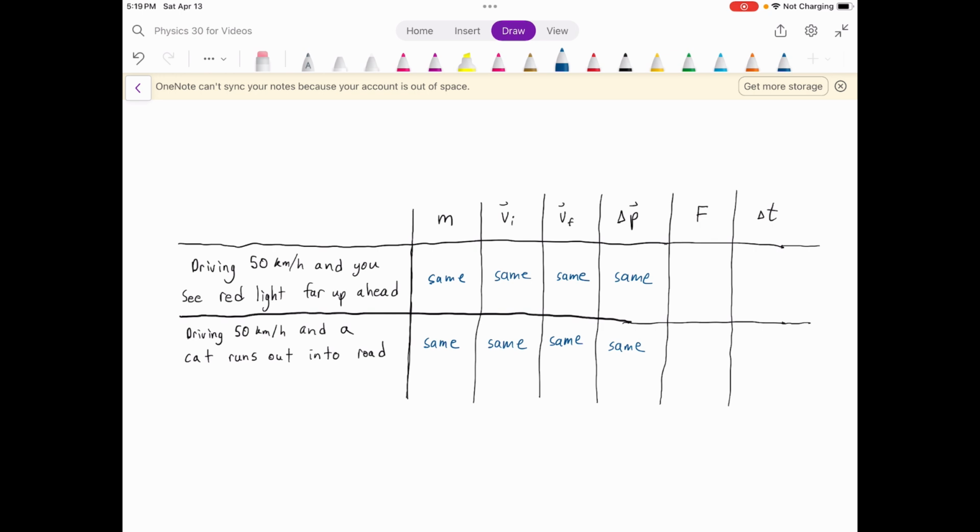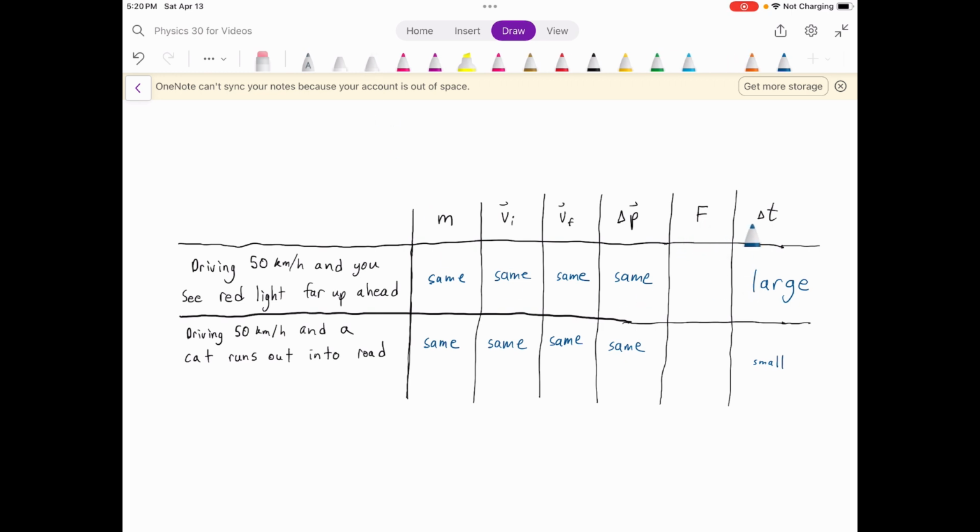What is different, though, is how that impulse was achieved, right? Because we know that a force applied for a certain amount of time will change something's momentum. It will cause an impulse. But in this situation, you had a lot of time, a large amount of time, versus when the cat ran out in front of the car, you had to cause that impulse very quickly. So you had a very small amount of time to achieve that impulse in the cat scenario.